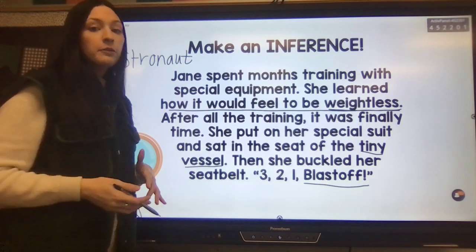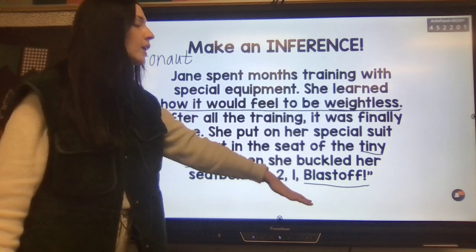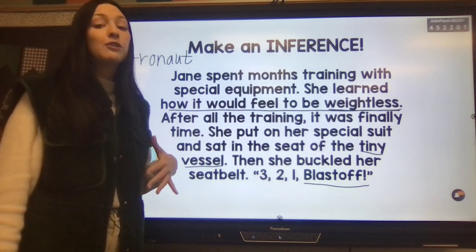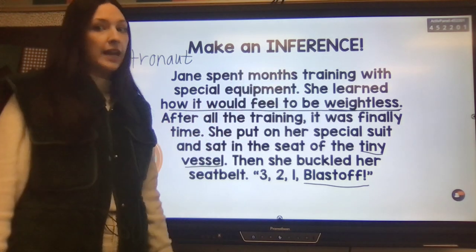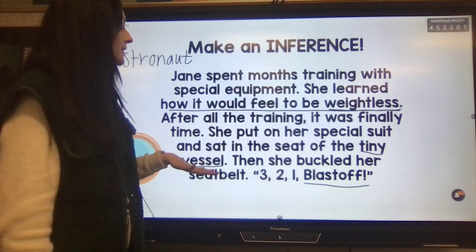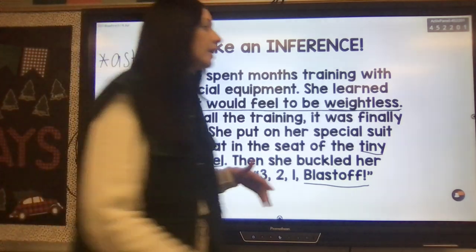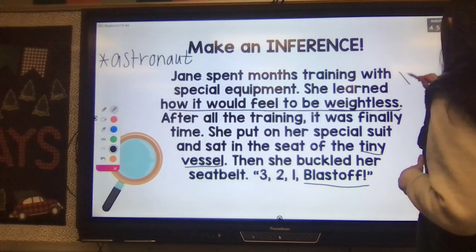Okay? My background knowledge tells me that when you count down like this, 3, 2, 1, blast off, it usually means that a spaceship is launching into space, right? It also says she buckled her seatbelt, she's in a tiny vessel, so those things tell me that she's probably going up into space.